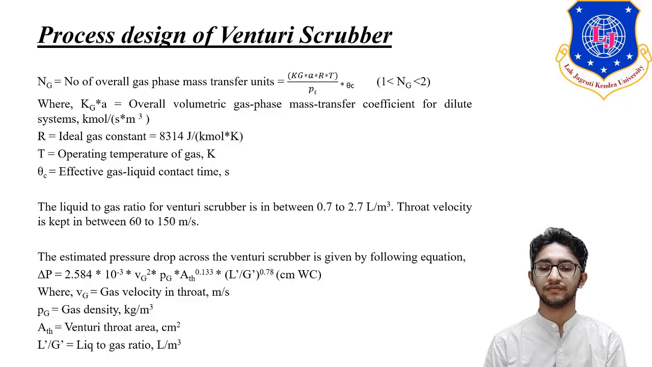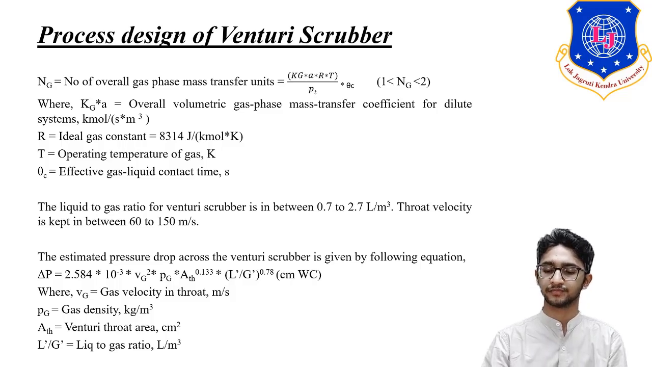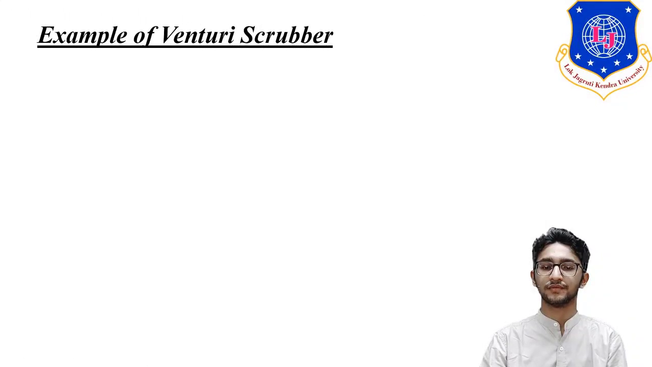Now Vg is gas velocity in a throat in meter per second, rho g is gas density in kg per meter cube, ATH is the Venturi throat area in centimeter square, and L dash upon G dash is liquid to gas ratio in liter per meter cube. Okay, so now we will see the example of a Venturi scrubber.